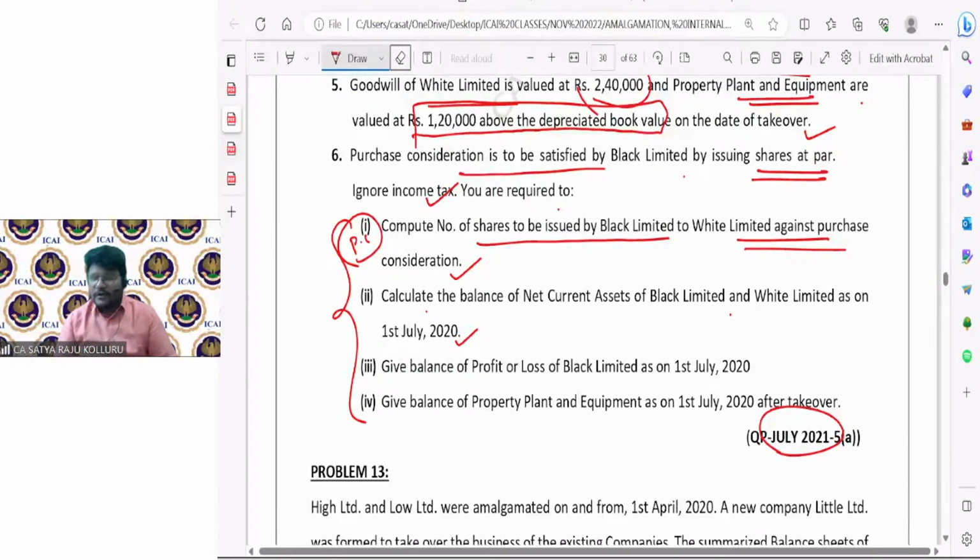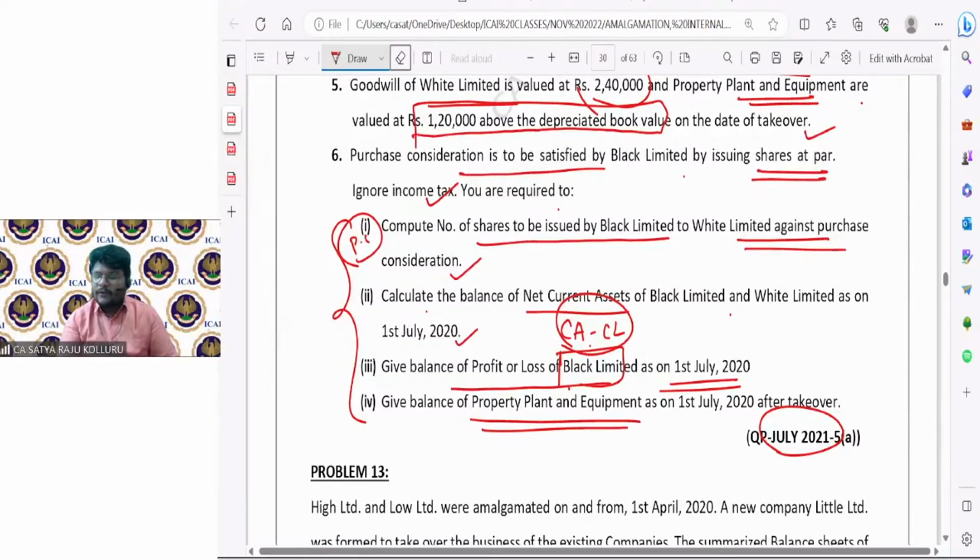This is the general question, net current asset status. Net current assets means current assets minus current liability status as on 1st July 2020 for both the companies. Give balance of profit and loss of Black Limited as on 1st July 2020. That means after amalgamation, the P&L account balance, how much is showing in the balance sheet for Black Limited. Give balance of property, plant and equipment as on 1st July 2020 after takeover. Simply P&L, PPE.